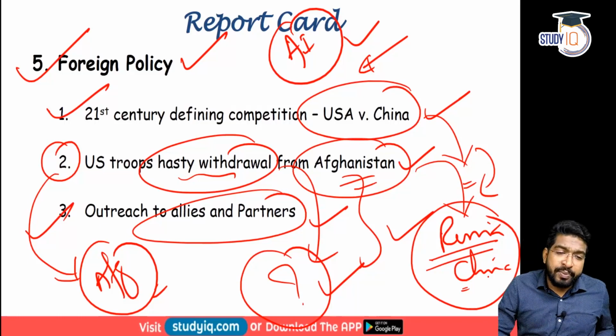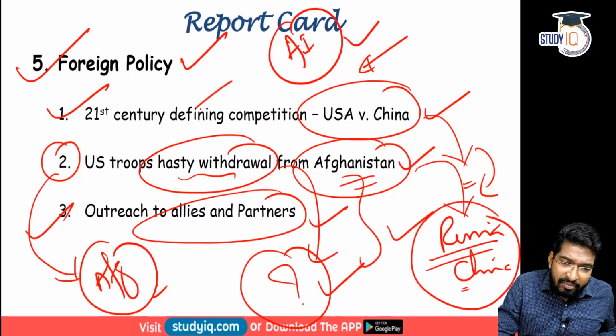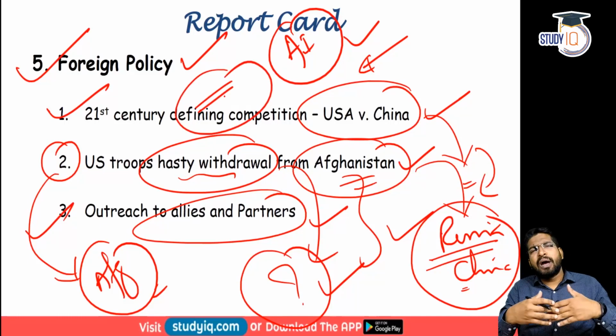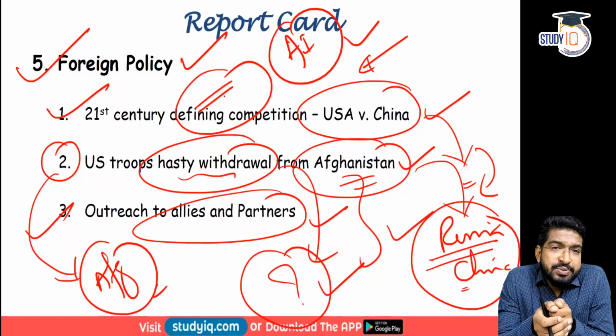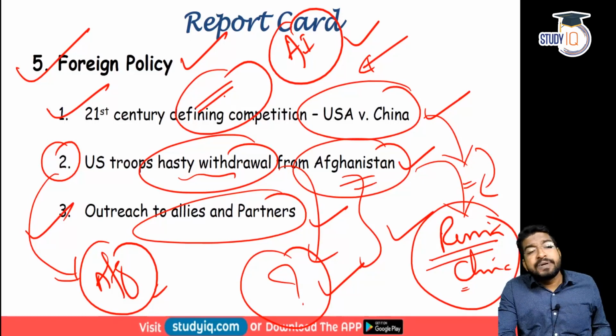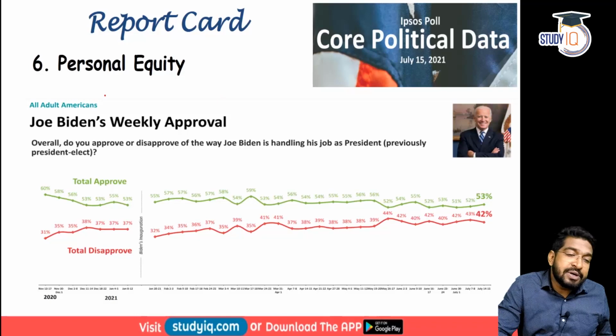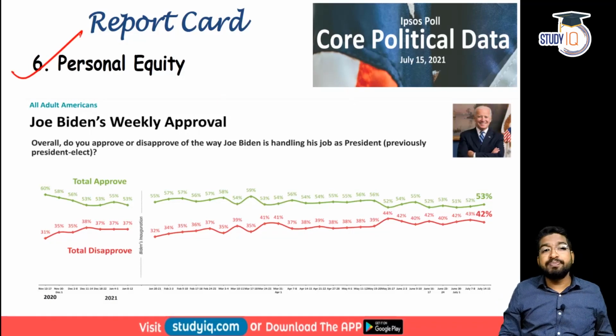Now, in the foreign policy domain, it would be a rather minus, or I would say, not great progress in these last 6 months. Finally, let's talk about personal equity. The sixth pointer is personal equity, how Joe Biden has performed personally in these past 6 months.